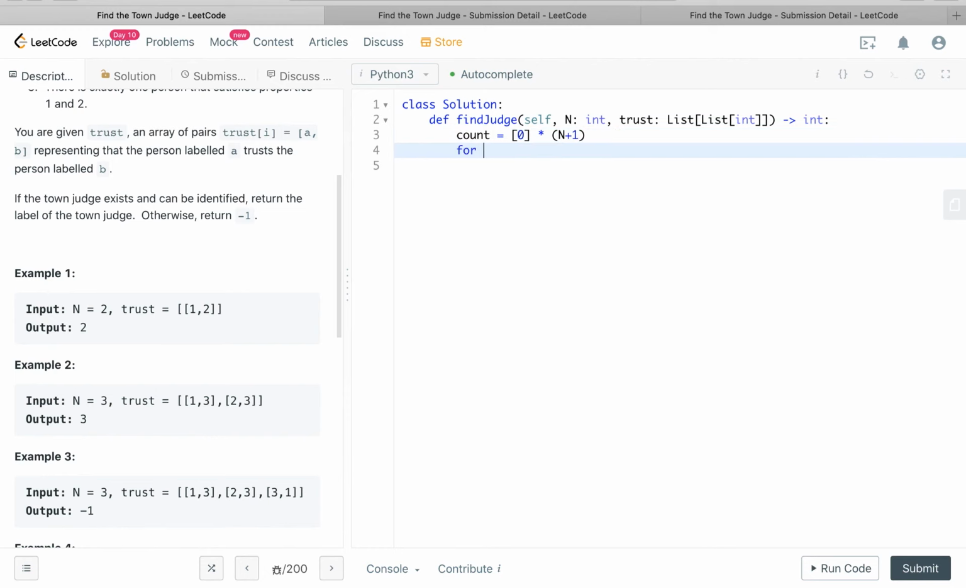So for i, j in trust, so count i is giving, so this person is giving other people trust, so the trust number should be decreased by 1.